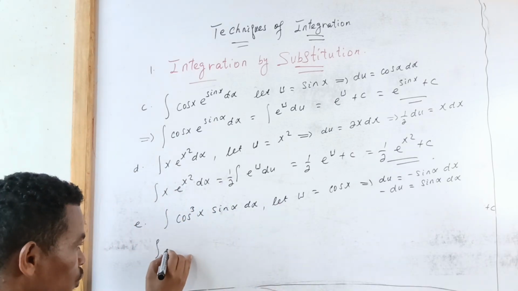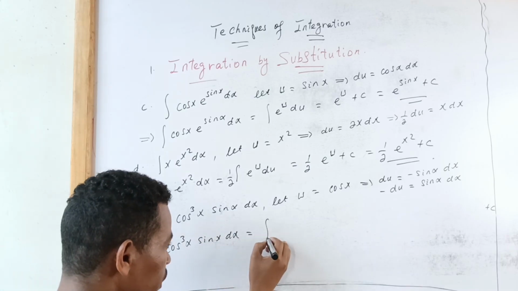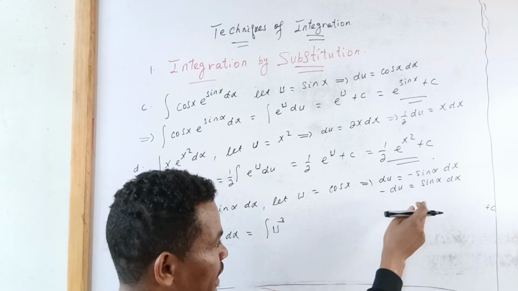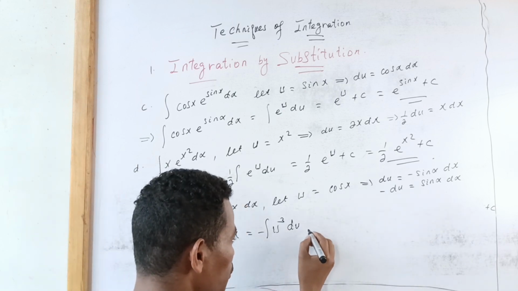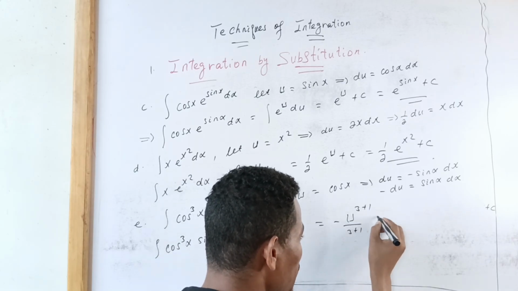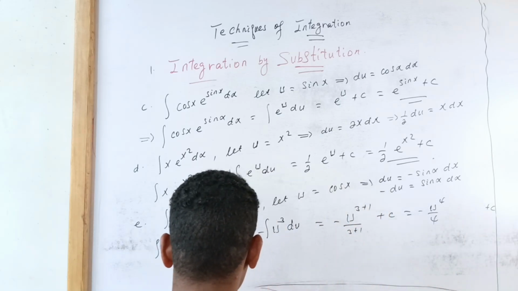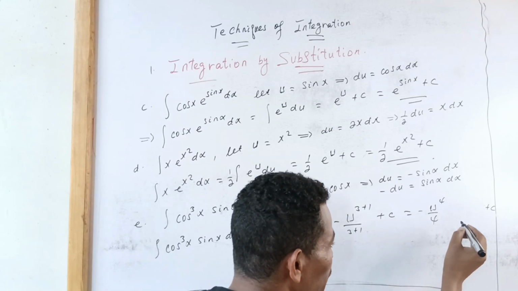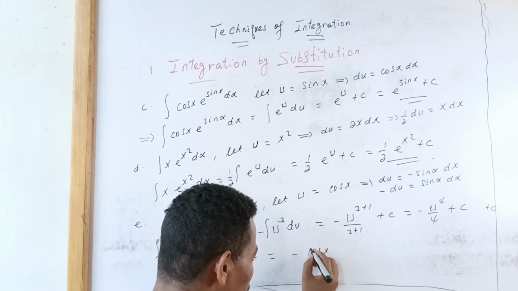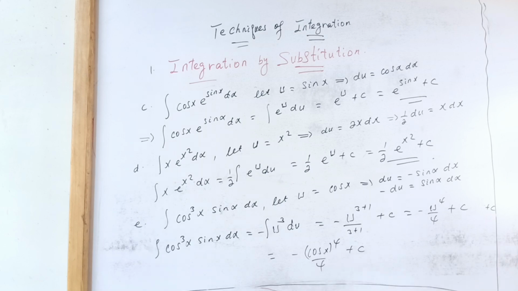That is, the integration of cos cubed x sin x dx equals the integration of u to the power of 3, where sin x dx is minus du. This equals minus u to the power of 3 plus 1 over 3 plus 1, plus c. This equals minus u to the power of 4 over 4, plus the constant number c. That is, with u equal to cos x, the answer is minus cos x to the power of 4 over 4 plus c. Okay.